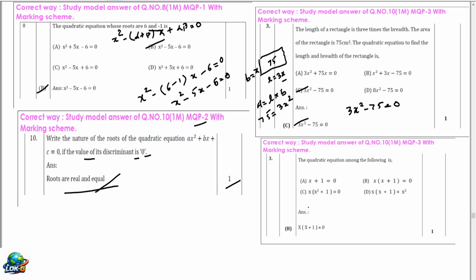You can easily solve this. The quadratic equation among the following is, observe: x into x, x square plus x. First one is not the correct answer. Second one becomes a cubic equation. Third one, x square cancels, it will be a linear equation. Therefore, B is the correct answer.